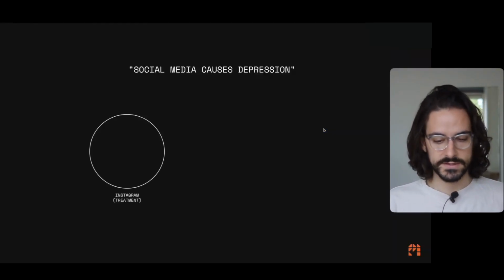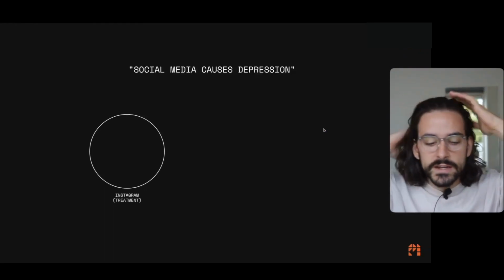So this is the most important thing. If the difference is 0, it means that there is no difference, right? That's why our null hypothesis is phrased this way. So, social media causes depression, right?